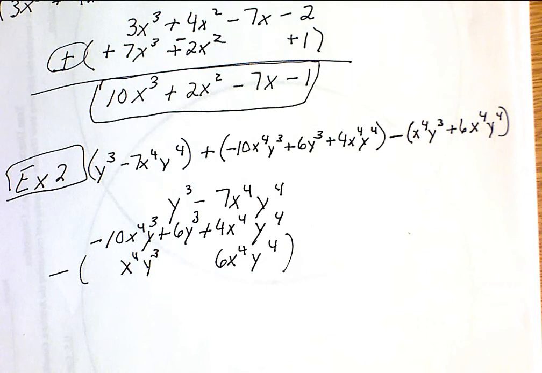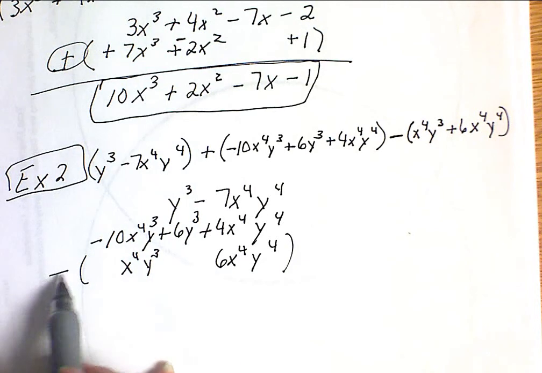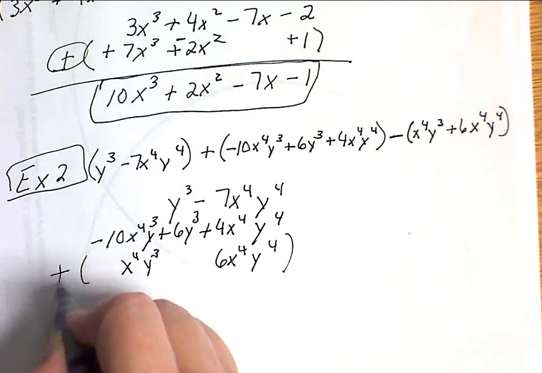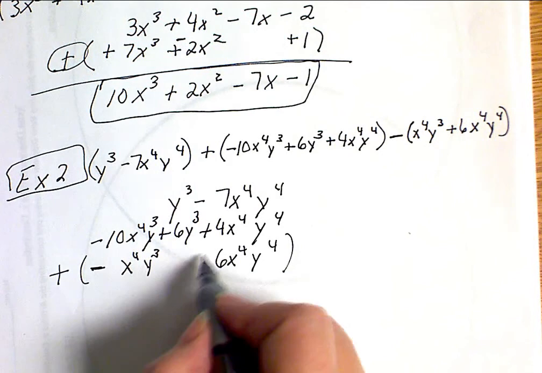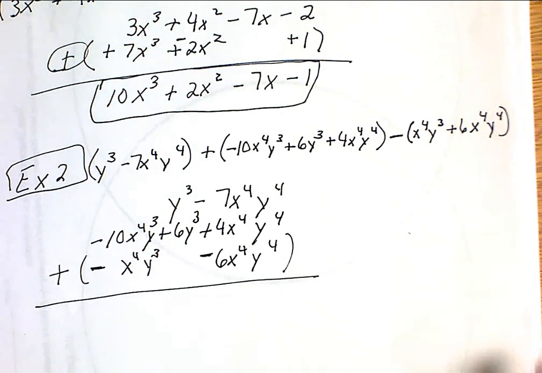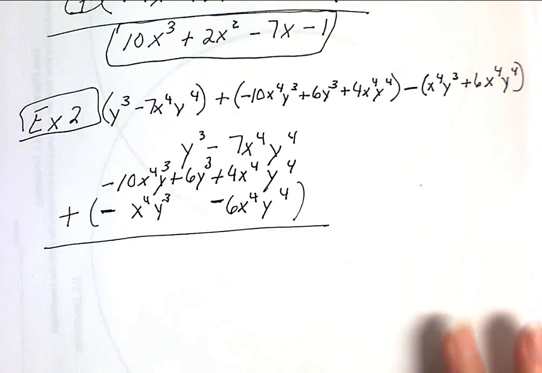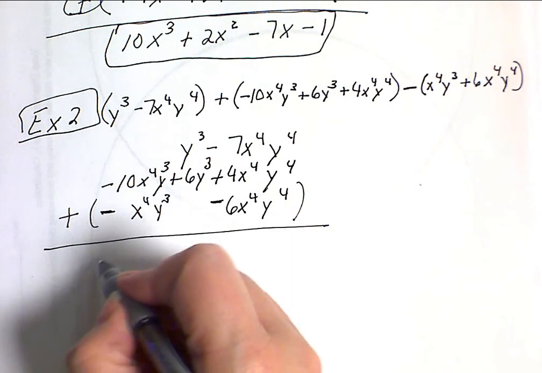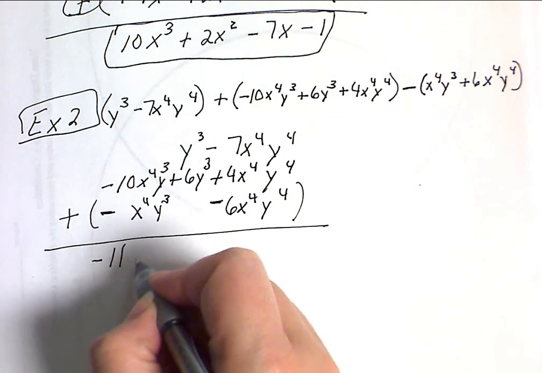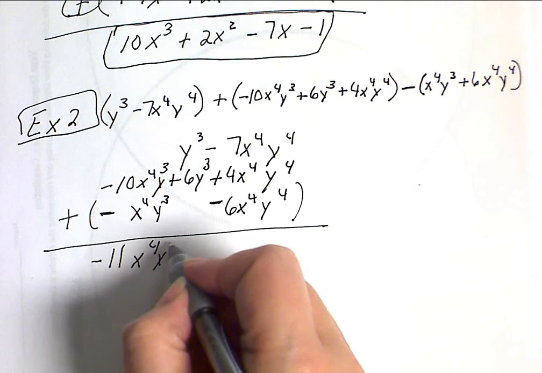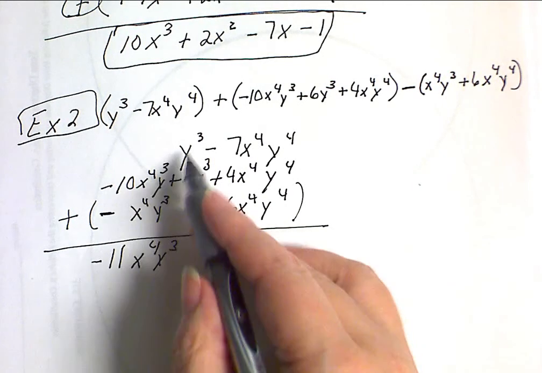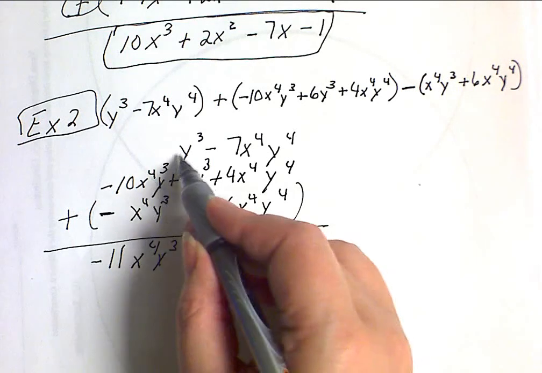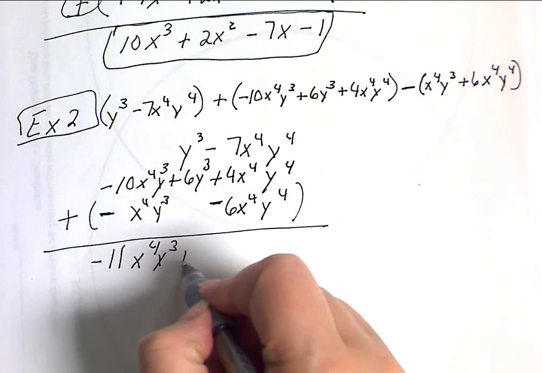The only last thing we have to do is, since this is a minus and you're minusing the whole thing, we have to switch the signs. So that's plus, so that's a minus now. This is a minus, and now I can add down. I have negative 10 minus 1, which is a negative 11, x to the 4th y to the 3rd. How many y cubes do I have? I have 1 plus 6 gives me 7. That's a y, that's a horrible y, but that's a y.